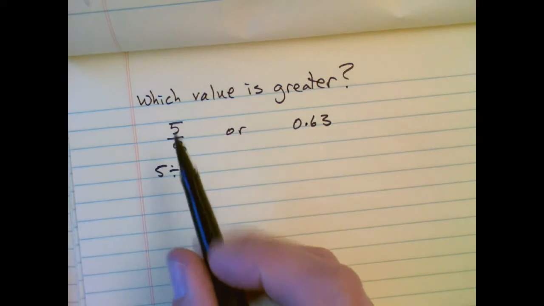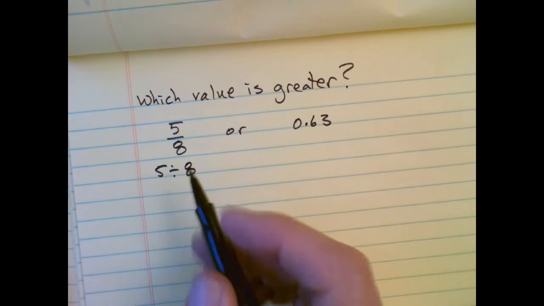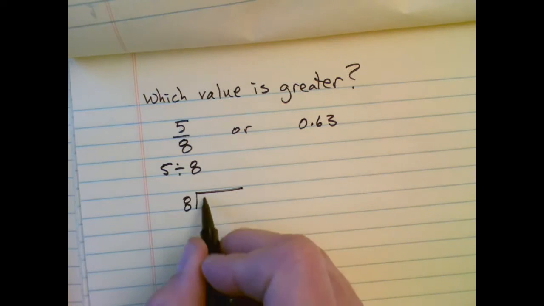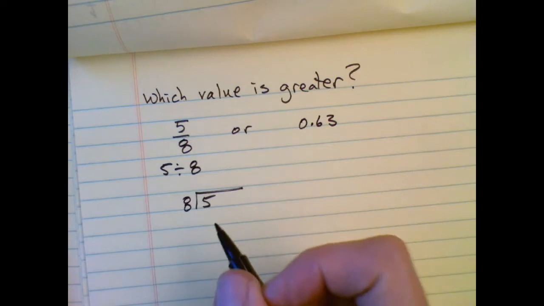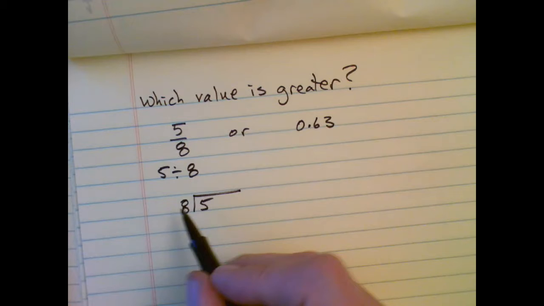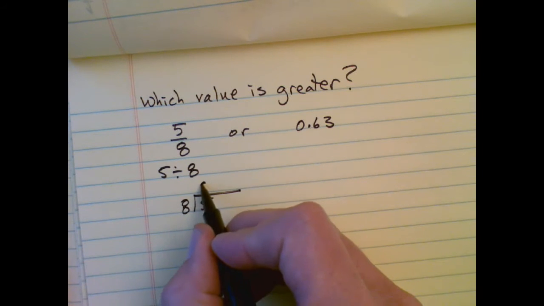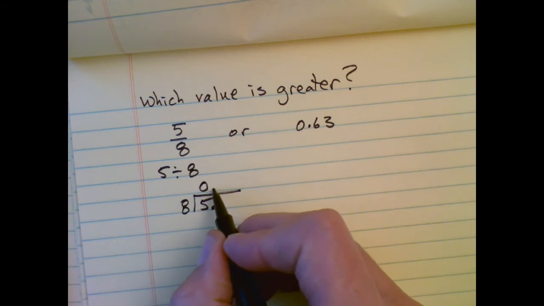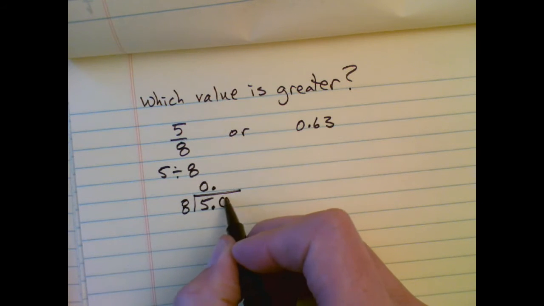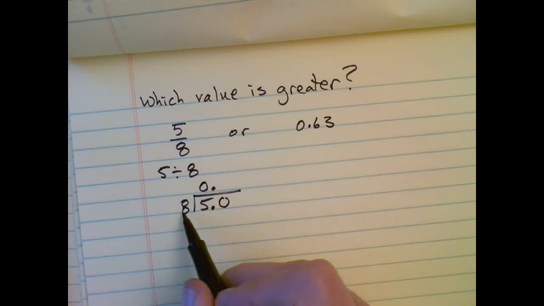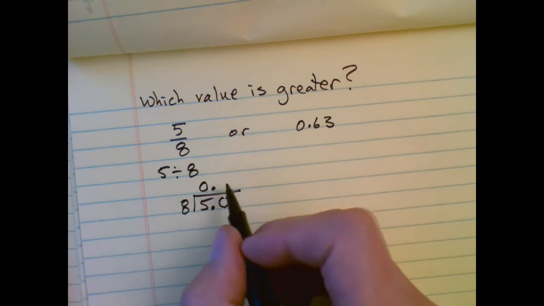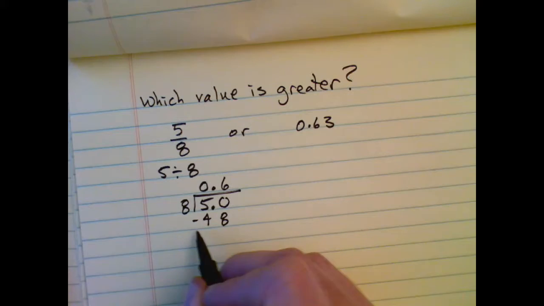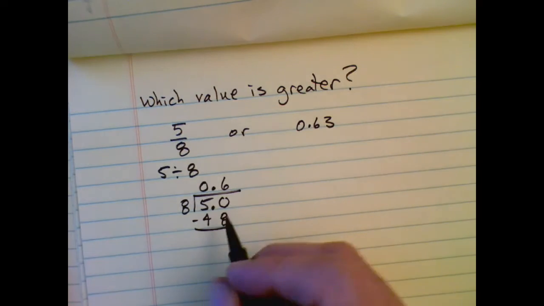If I divide top divided by bottom, what problem is that? Well, that looks like this. It's 8 into 5. So let's do this division. How many 8s go into 5? 0. And that means I'm going to have to add a decimal and bring it up and add another 0. Now I can ask, how many 8s can I get out of 50? Well, I can get 6. 6 times 8 is 48. And I have to subtract. 50 minus 48 is 2.